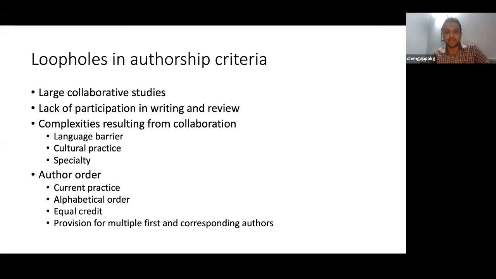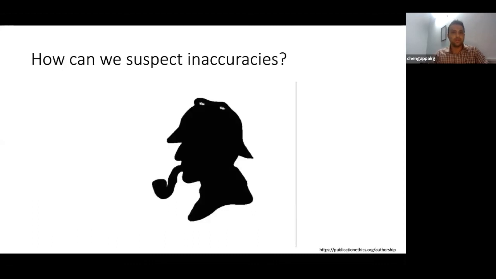But there is another way to put it. We could just put the author order in an alphabetical order, or we can attribute equal credit to everyone. And there is also provision to give multiple first authors and multiple corresponding authors when there are two big collaborations going on between two organizations, two institutes. In each institute, both of them would have done equal amount of work, so both of them should be first authors, and so there is a provision to give multiple first and multiple corresponding authors.